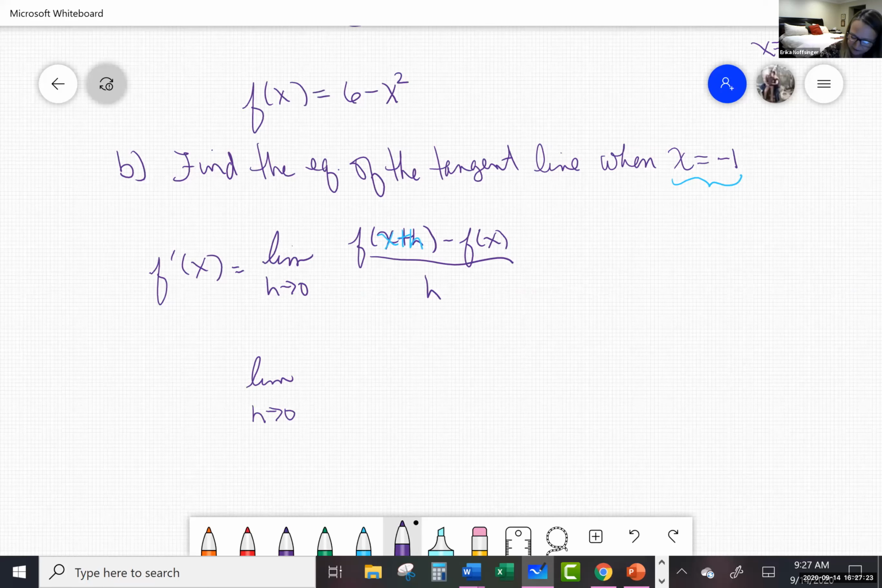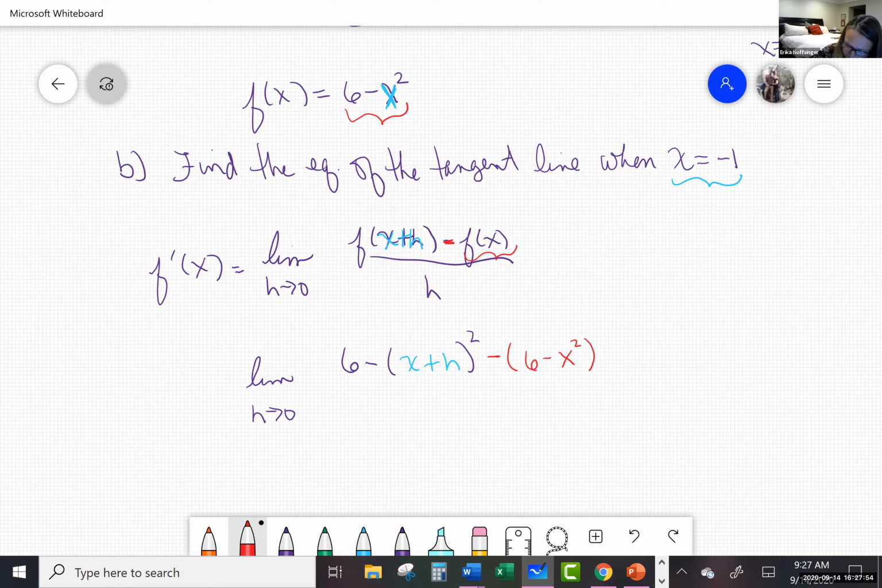So if I'm looking at f of x plus h, wherever I see an x, I'm going to put parentheses and replace it with x plus h. So I have 6 minus, I see an x there, put a square there on the parentheses and put inside the parentheses x plus h. And then minus, this is our f of x value, so minus this whole quantity, 6 minus x squared. And this is all put over h.